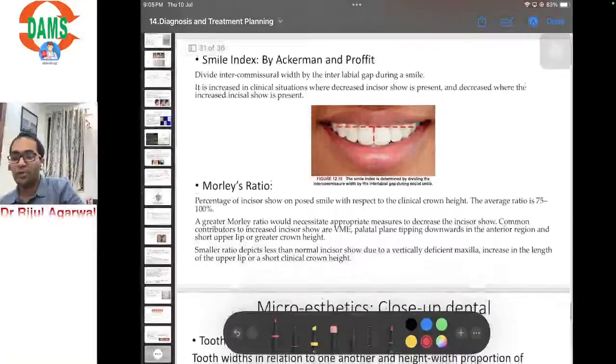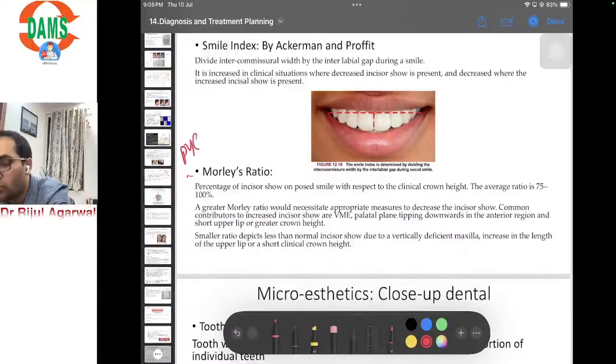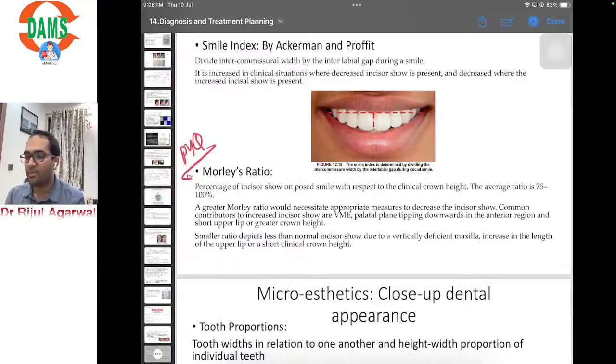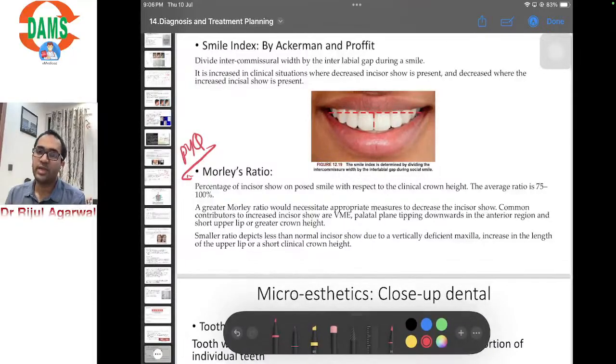Next, smile index and Morley's ratio. Again, PYQ, Morley's ratio. Those who have undergone the PYQ lecture would have seen this. Smile index was given by Ackerman and Proffit. It is the ratio of intercommissural width to the interlabial gap. Buccal corridor is intercommissural width to the premolar width. So smile index is increased where there is a decrease in incisor show, and vice versa, if you look at the numerator and denominator. Morley's ratio is the percentage of incisor show on smile with respect to clinical crown height. Average value is 75 to 100%.